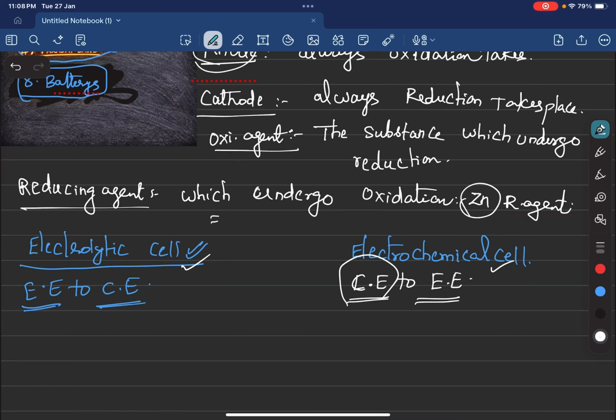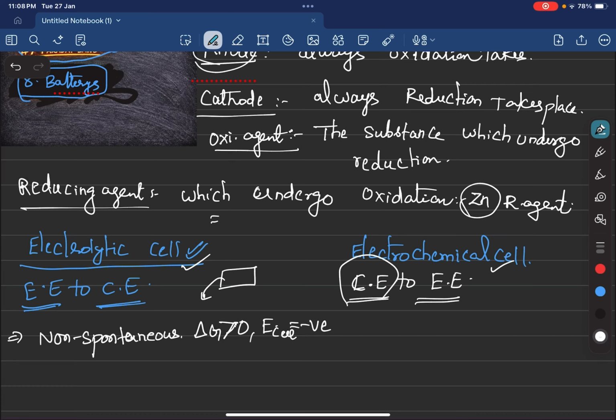We can also add a few more points. This is a non-spontaneous process. Why is it non-spontaneous, students? Because we are taking external current and making the chemical reaction happen. That's why it is non-spontaneous. Wherever a non-spontaneous reaction occurs, its delta G value is greater than 0 and the E cell value will be negative. What is E cell? We'll discuss it, just a few points for now.